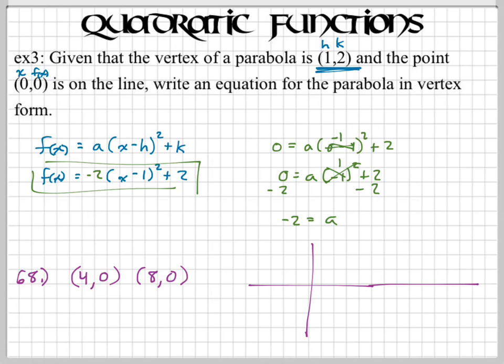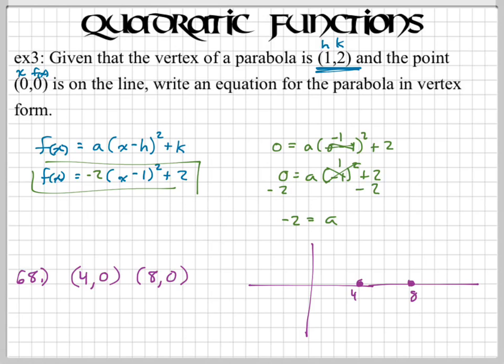Let's see, 1, 2, 3, 4. There's a point right there. And then 4 more, that's going to be 8. So we're at 4 and 8. We can have a parabola that goes through it like this, which would be a positive A, or a parabola that goes through it like this, which would be a negative A. The directions say write one equation for a positive one that opens upward and one that opens downward. So let's do this.